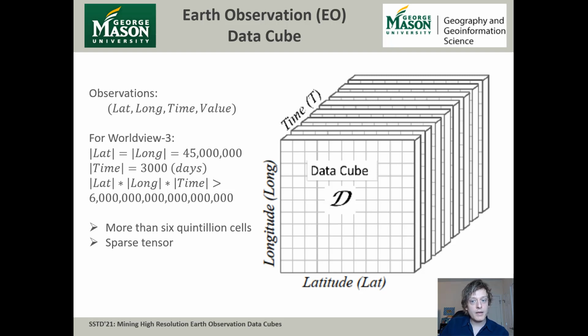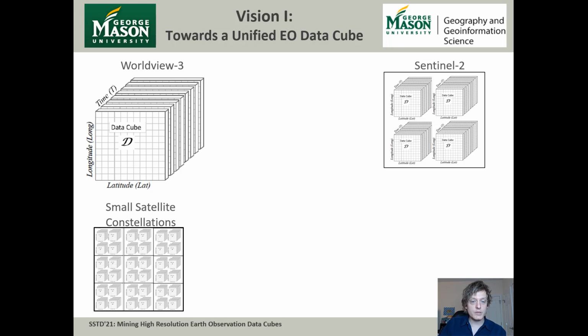Now let me go to my first vision. My first vision is to get a unified Earth observation data cube. I talked about Worldview 3, but there are other satellites out there which may have a lower spatial resolution, but they may have more satellites that can complement each other. A good example is Sentinel-2. There are also other satellite constellations, some of which have hundreds of small satellites. Each of them produces a smaller data set, but again, instead of having 1 or 4 of those, we may have hundreds of these satellites in their constellation.